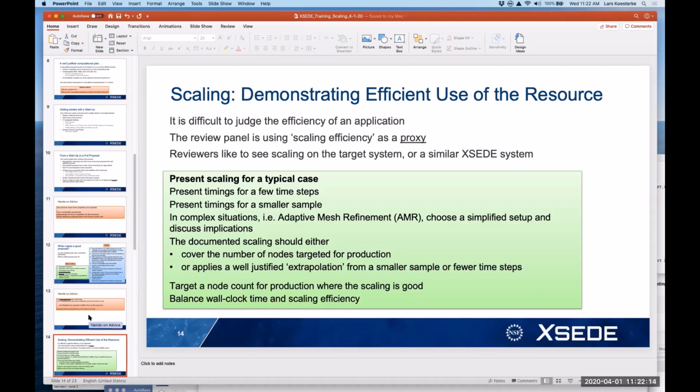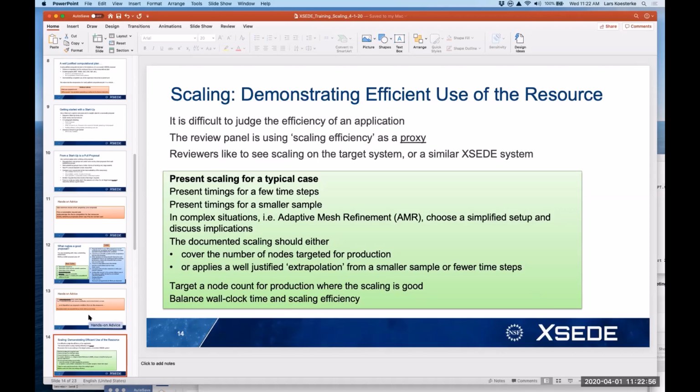And for the scaling efficiency, the scaling will also be used later on for the second part of your core pieces of your proposal. But what you will do is you present scaling for a typical case. So you present timings for a few time steps or timings for a smaller sample. Of course, some situations are more complicated. If you have adaptive mesh refinement, you choose a simplified setup, discuss a little bit the implications. But the documented scaling should cover the nodes targeted for production or for large runs where that is not possible.